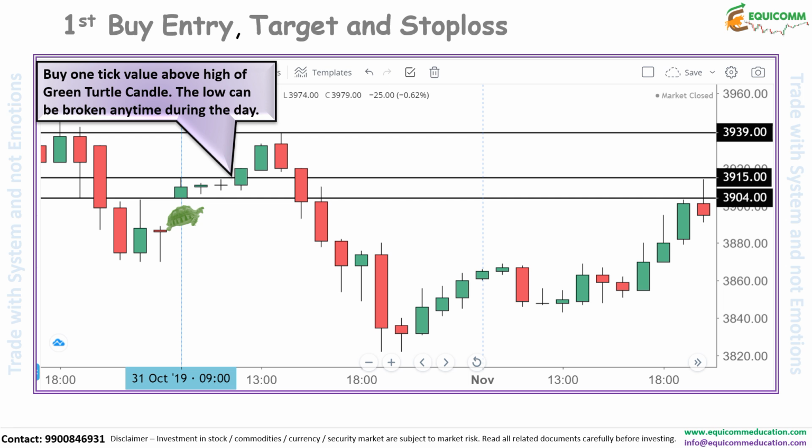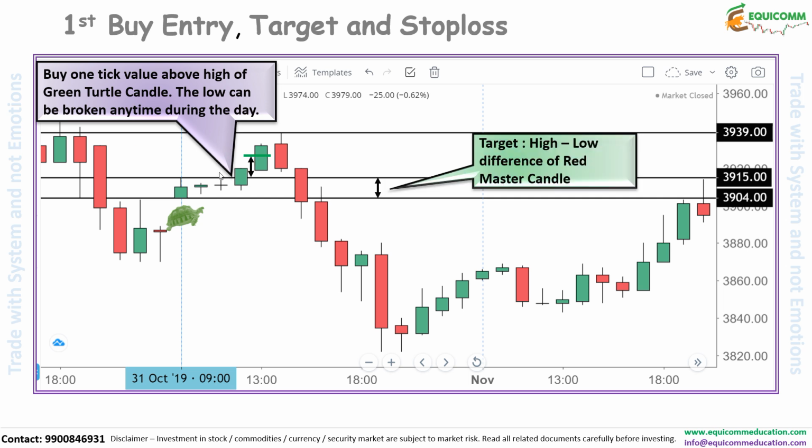Whenever there is a USA holiday or NYMEX holiday, New York Mercantile Exchange, right? This is also an exchange like MCX in India. This NYMEX is a kind of commodity exchange in the USA. So if there is a holiday there, that day we don't take a trade. Remember this, right?